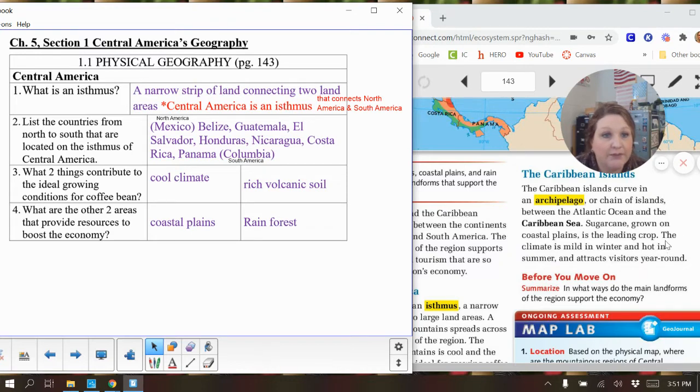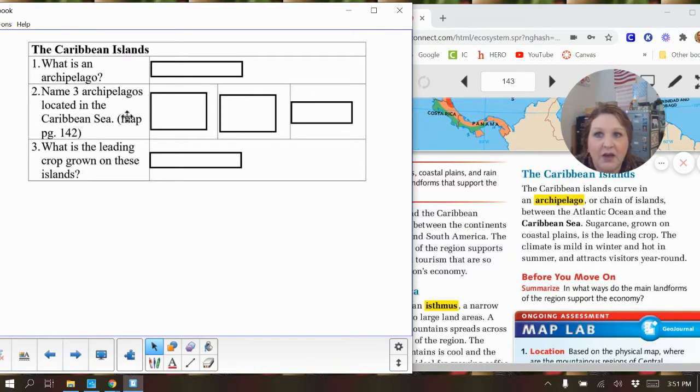So I'm going to read. The Caribbean islands curve in an archipelago, or a chain of islands between the Atlantic Ocean and the Caribbean Sea. Sugarcane grown on coastal plains is the leading crop. The climate is mild in the winter and hot in the summer, and attracts visitors year-round. So I'm going to switch the page here, and an archipelago is a chain of islands.